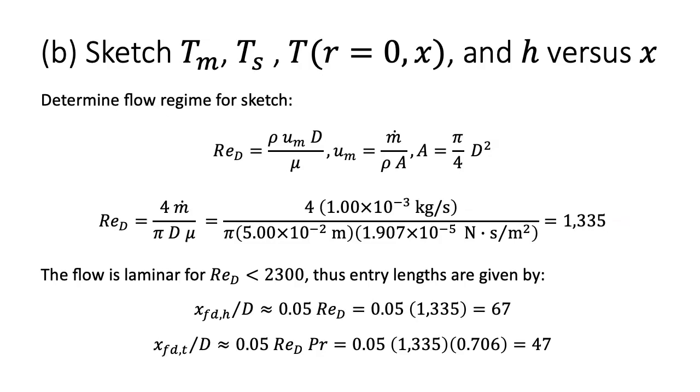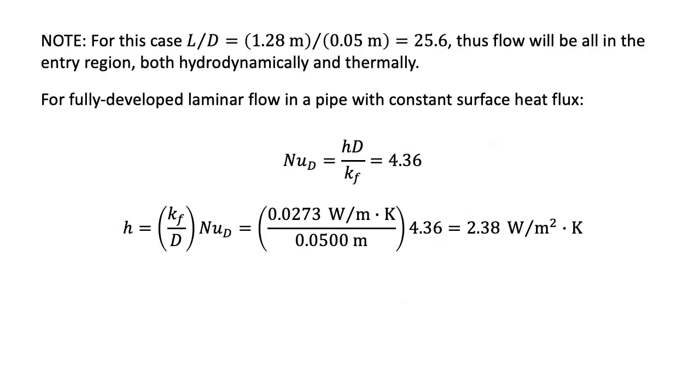Using the correlations for entry length for laminar flow, we get a hydrodynamic entry length of 67 diameters and a thermal entry length of 47 diameters. Thus, for our pipe with a diameter of 5 centimeters, this corresponds to lengths of 3.35 and 2.35 meters, respectively. For this case, the pipe length to diameter ratio for the heater is about 25.6. Thus, the flow will be all in the entry region, both hydrodynamically and thermally.